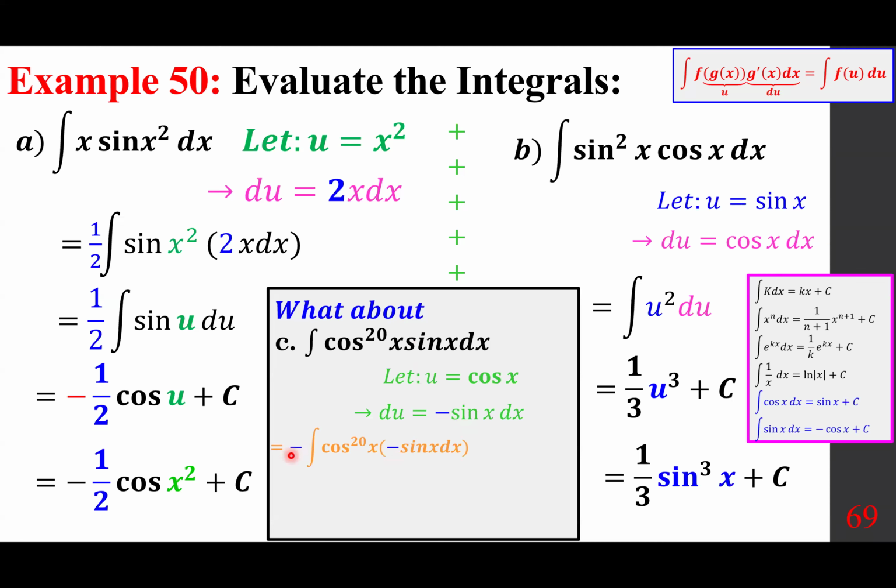So now we are looking at minus u to the power of 20 du. And again, that is using the power rule, -1/21 u to the power of 21 and a constant. And you are going to replace the u with cosine, and we get -1/21 cosine to the power of 21 x plus a constant.